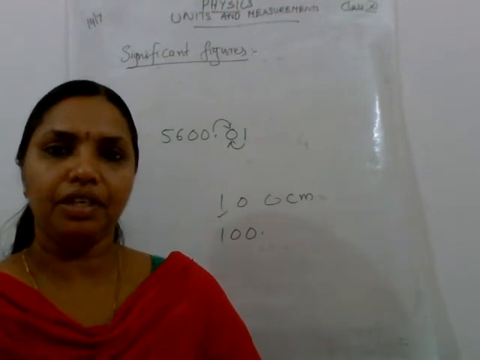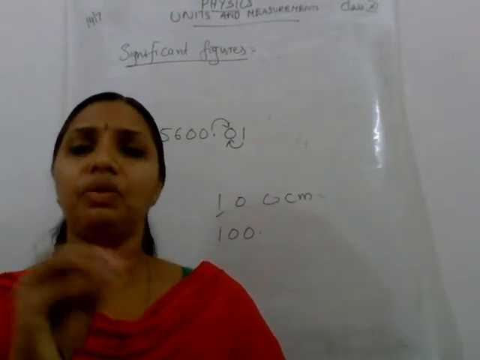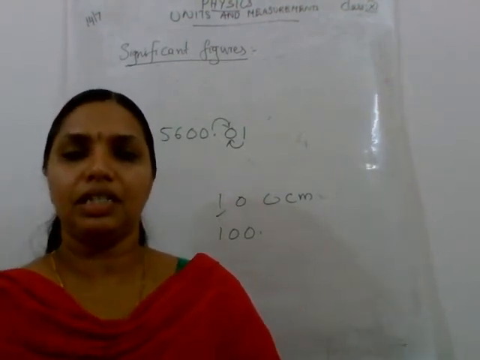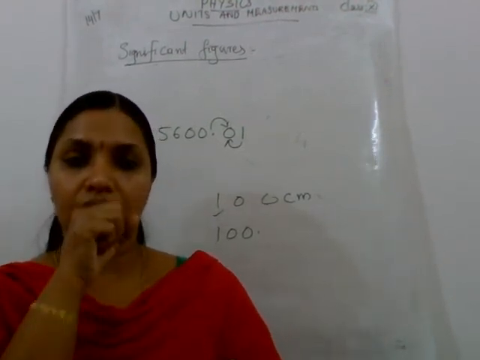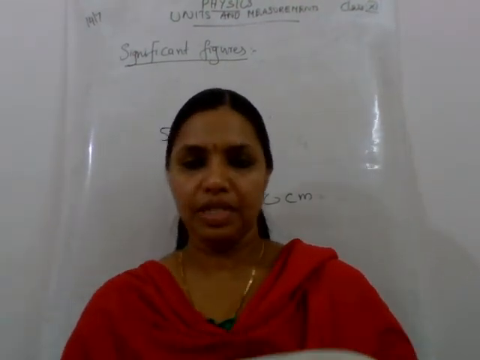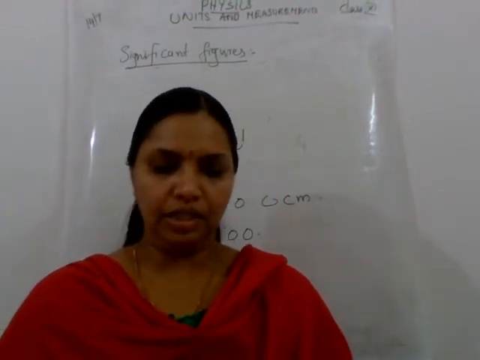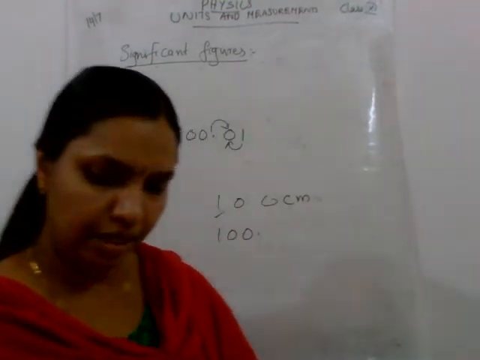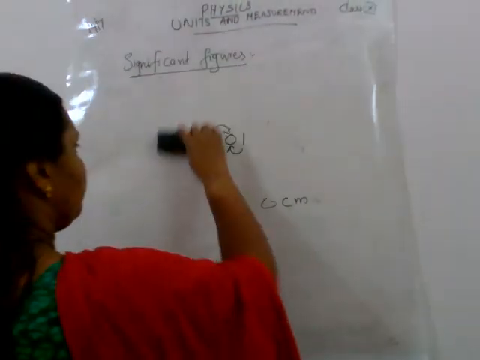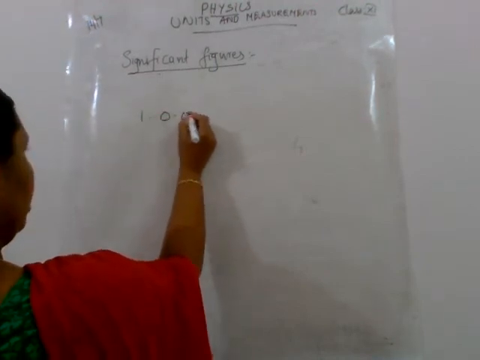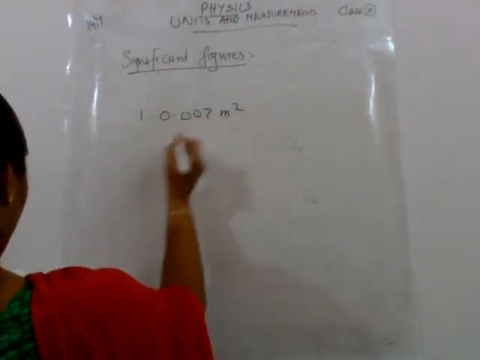What are significant figures? It is the certain figures plus one uncertain figure. That is the significant figures. So write down some questions and state the number of significant figures in the following. 0.7 meters square.